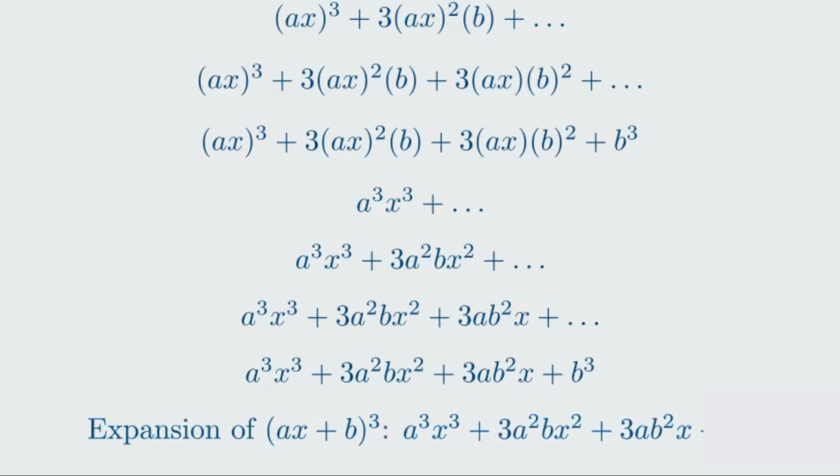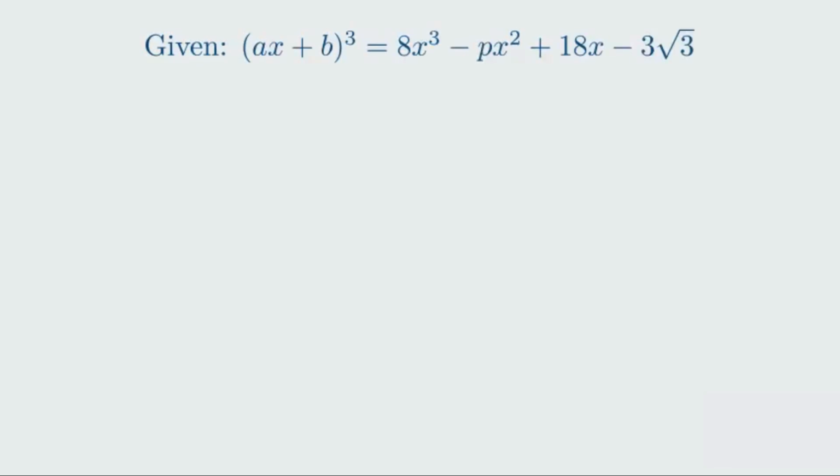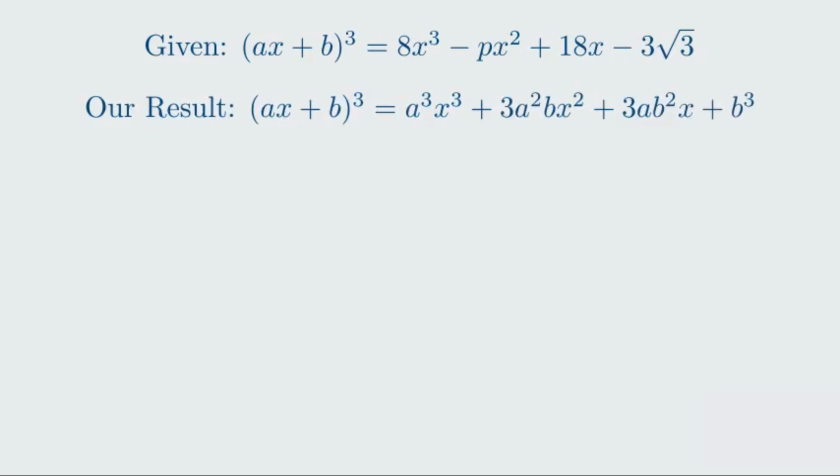Now that we have the expansion, our next step is to compare it to the expansion given in the problem. We have two polynomial expressions that are equal for all x. The only way this can be true is if the coefficients of corresponding powers of x are equal. Let's compare them term by term, starting from the highest power.